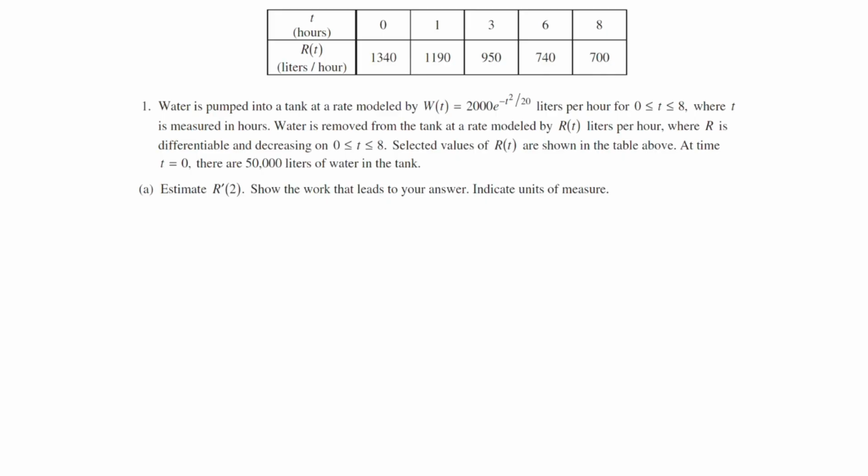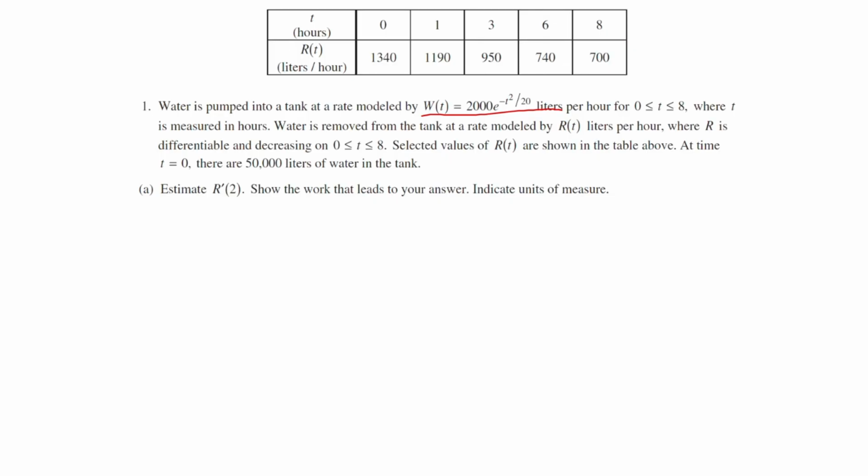All right, this is question number 1 from the 2016 AP Calculus AB exam. It's what I call a rate FRQ. We're given a chart of values that represent water being removed from a tank. We've got 2 functions going on: r of t, which is the rate at which water is removed from a tank, and w of t, which is the rate at which water is being pumped into a tank.